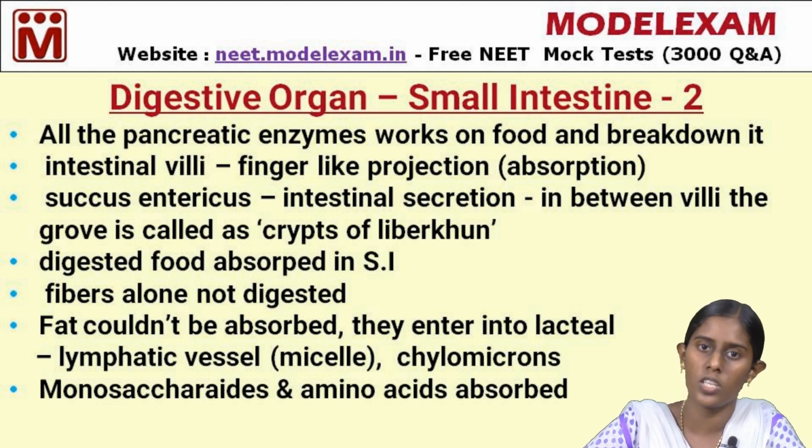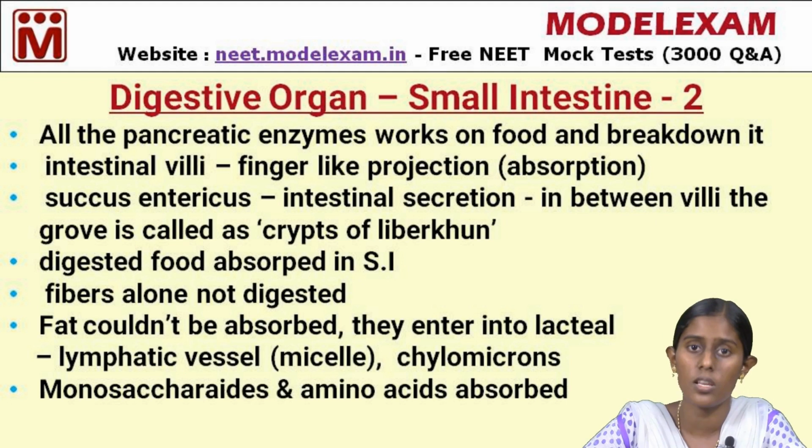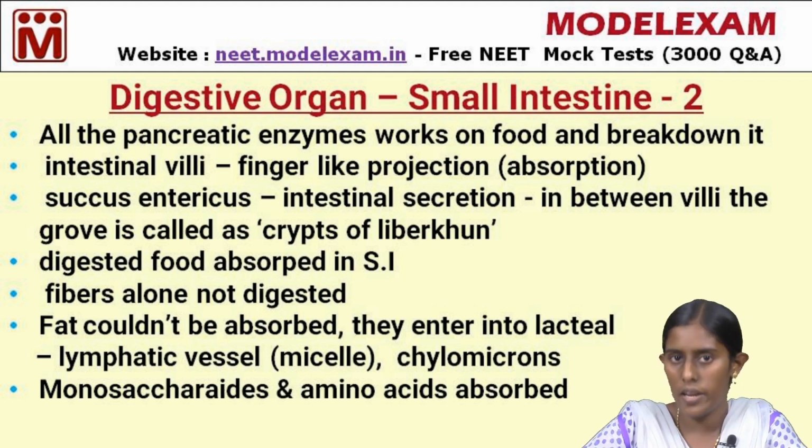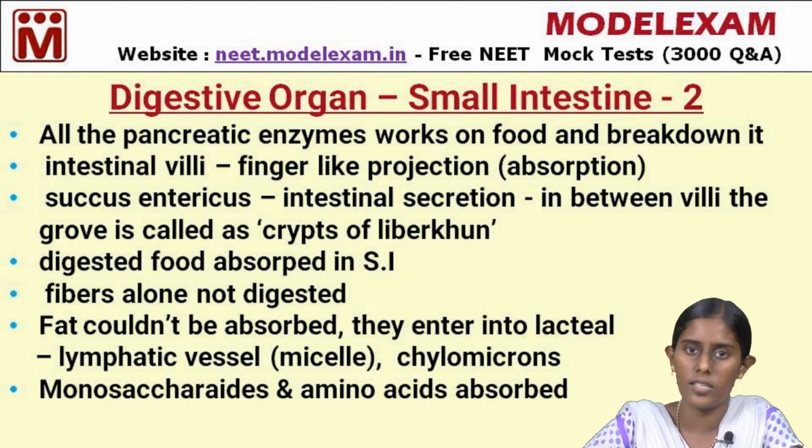Amino acids are classified into two types: essential amino acids and non-essential amino acids. Totally 20 amino acids are identified, of which 10 are essential amino acids.